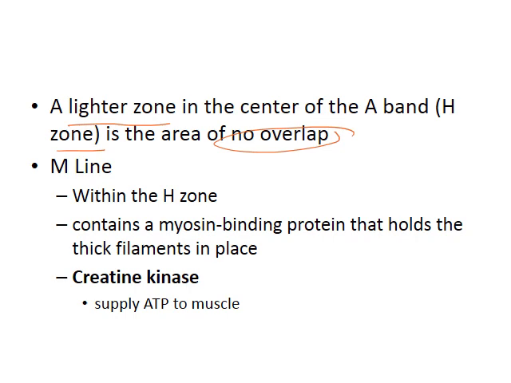Within the H zone, there's an M line. This is going to contain the myosin binding protein that's going to hold those filaments in place. So this is what's going to give that support to the myosin fibers. Whereas the actin fibers have the Z disc, the myosin fibers have the M line. Now, another important part of the M line is creatine kinase. This is what's going to supply your muscle with the ATP it needs to undergo contraction.